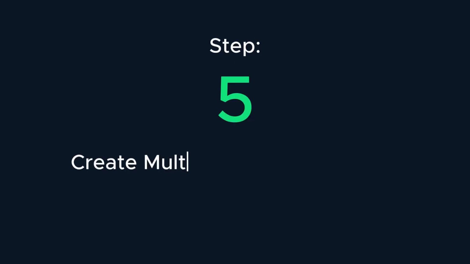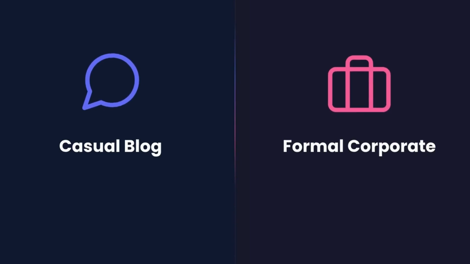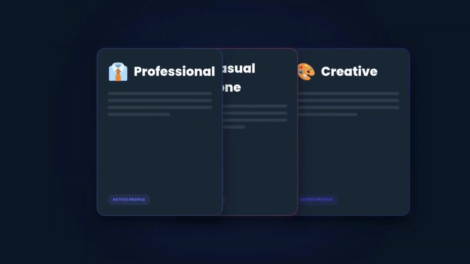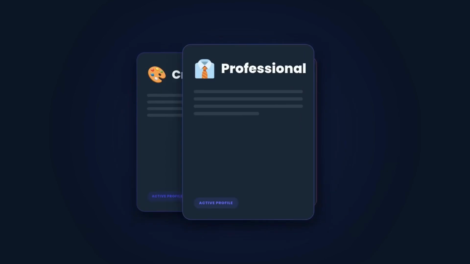Step 5. Create multiple brand voices. One powerful thing to note is you're not limited to just one voice. You can create a casual blog voice or a formal corporate voice, different voices for different clients. For example, an agency could create a profile called Client X, formal voice trained using press releases or brand documents. Switching between voices is instant, and each one stays completely separate.